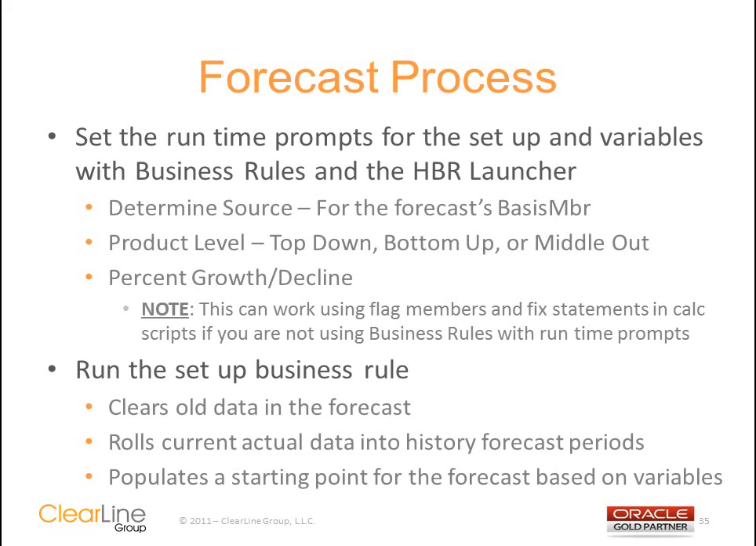It could be something like last year's actuals or the last month's final plan. Then they set the level of the product hierarchy they want to work at. This allows them to do a top-down, bottom-up, or middle-out allocation. The last thing they set is the percentage increase or decrease from the source. For example, they might want to do a 10% increase over last year's actuals. Now they're ready to launch their business rule.